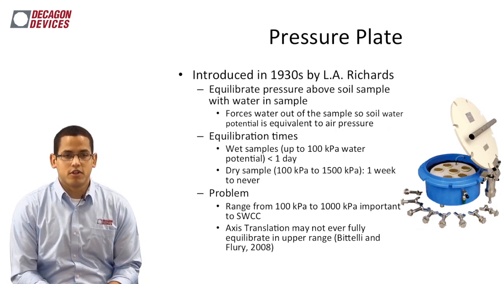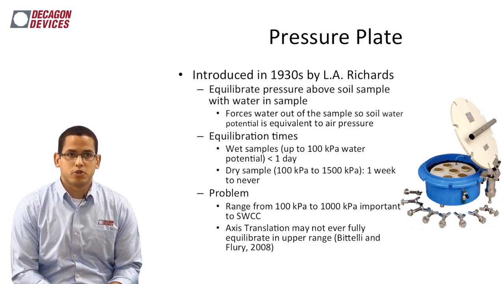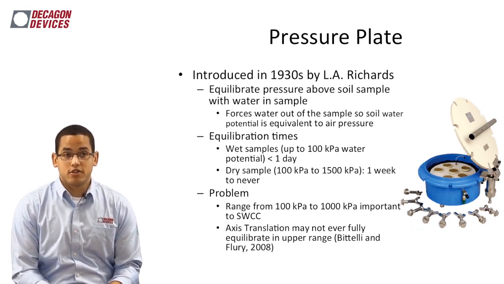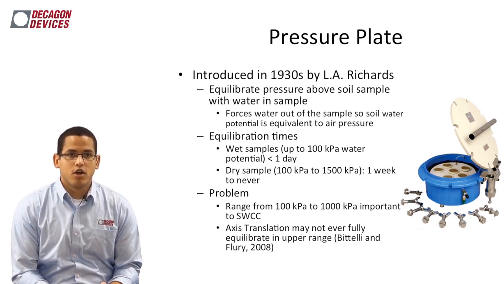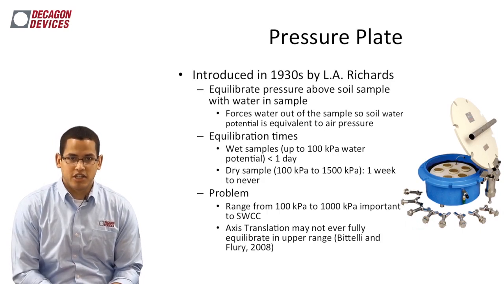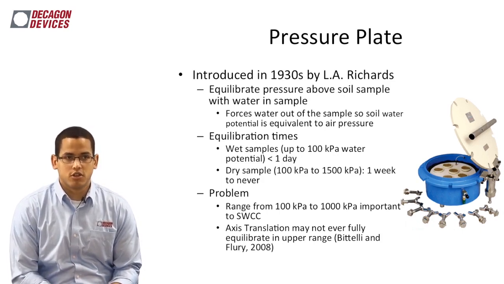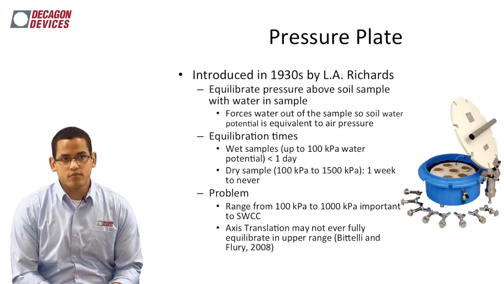Another technique that's been used for a very long time for measuring and creating moisture characteristic curves is the pressure plate. The pressure plate was introduced in the 1930s by L.A. Richards. And essentially what we have here is an apparatus where we're inserting samples and using the pressure above the soil sample with water in a saturated sample, forcing it to come into equilibrium with the applied pressure. So for example, if we wanted to bring a sample to 10 kilopascals, we would apply a pressure of 10 kPa and let that sample come into equilibrium.